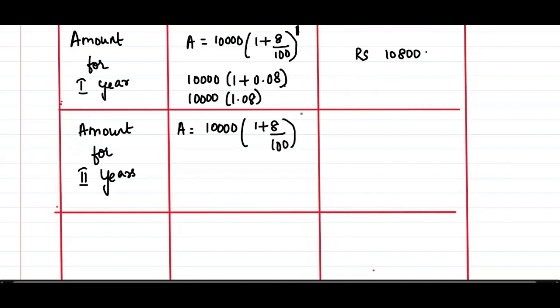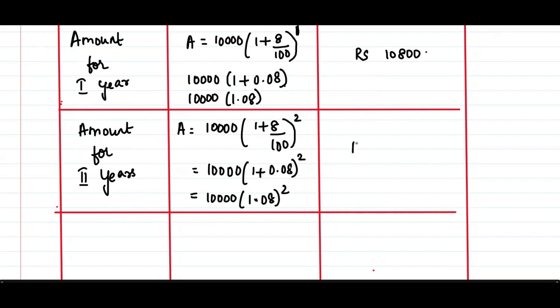But here the N value will become 2, since we are doing it for 2 years. So that is equal to 10,000 into (1 plus 0.08) to the power 2, which is 10,000 into 1.08 to the power 2. I'm not going to do the multiplication part, otherwise it will become very lengthy. When we simplify this, the answer we get is rupees 11,664. So for the second year, it will be 11,664.